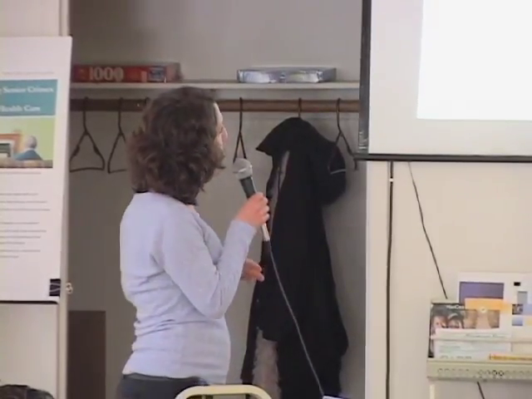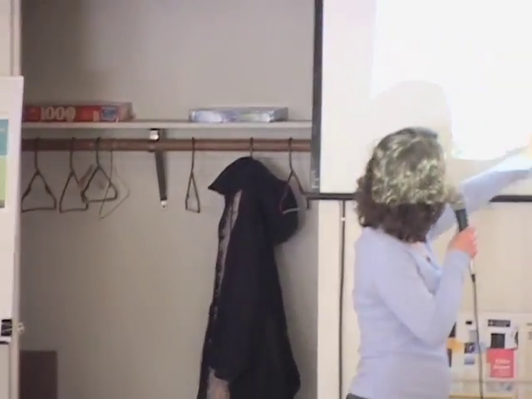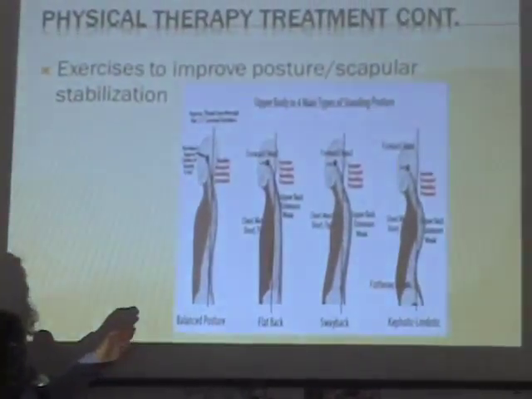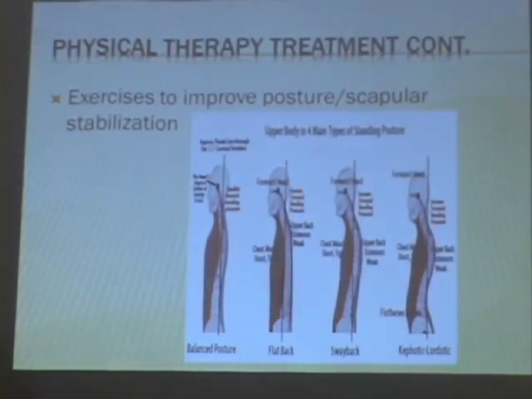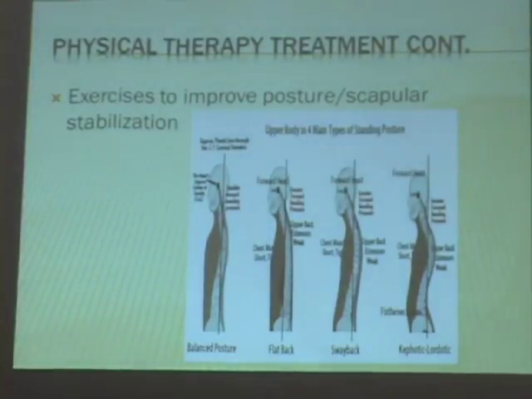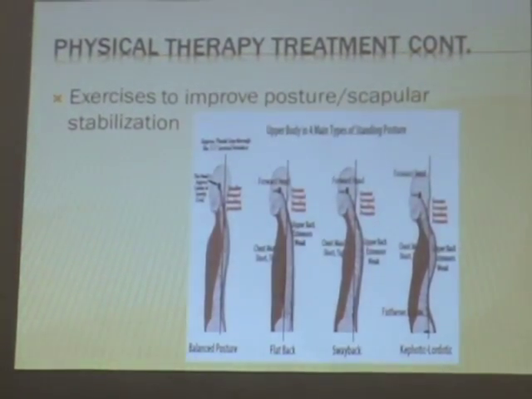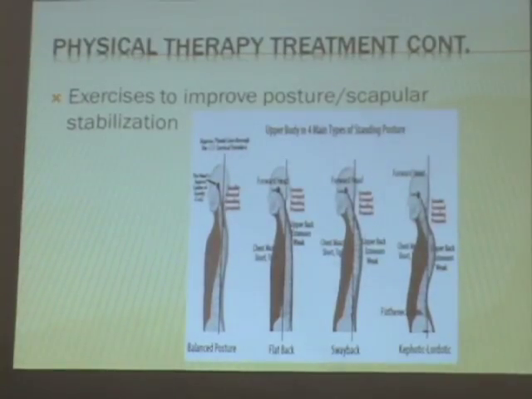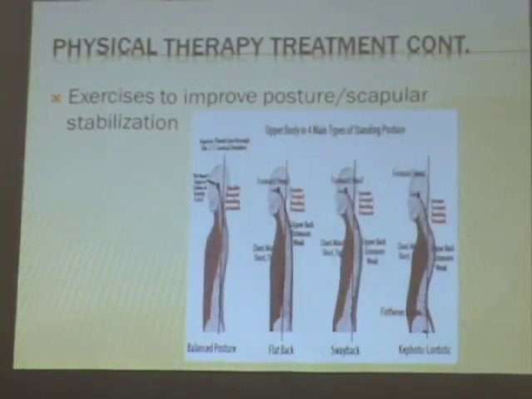So here are just some examples of good and impaired posture. So balanced posture, you want your ear to bisect your shoulder, okay? And there should be a slight lordosis in the neck, and then it goes out a bit, and then a lumbar lordosis, okay? So you shouldn't have a straight spine. There should be a slight degree of curvature in those areas.